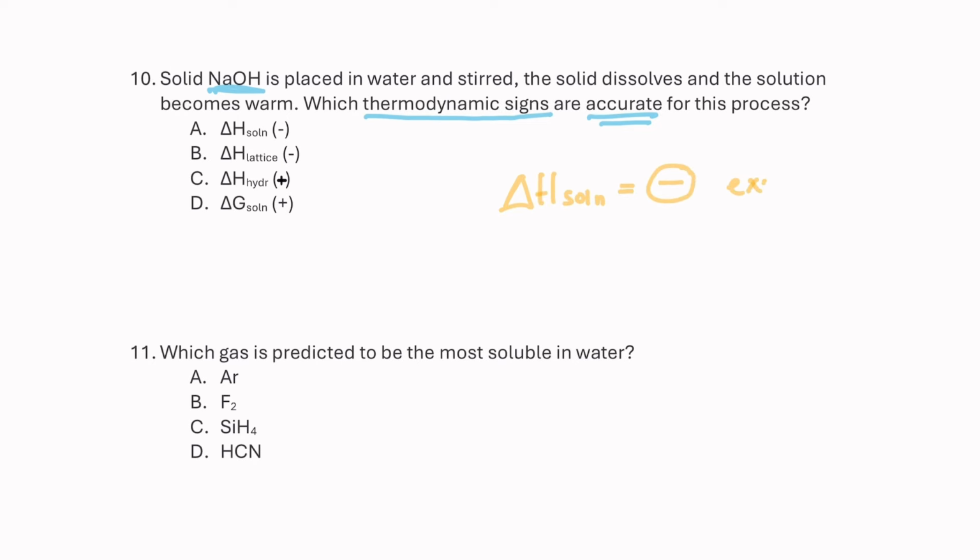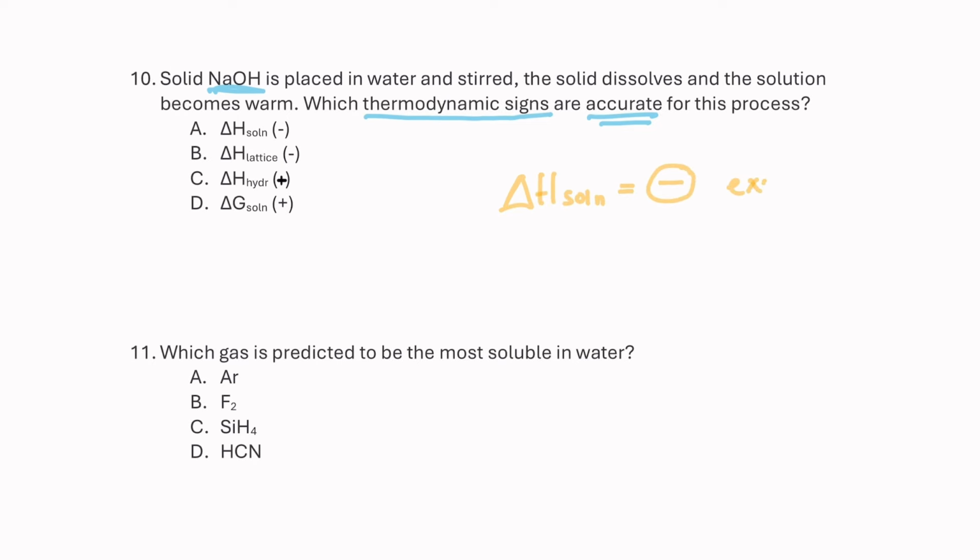C says methane is more soluble in water than carbon monoxide. That's false. Carbon monoxide is polar, and it can interact better with water, which is also polar. Methane is nonpolar, so it's going to have very low solubility. So carbon monoxide is more soluble than methane.